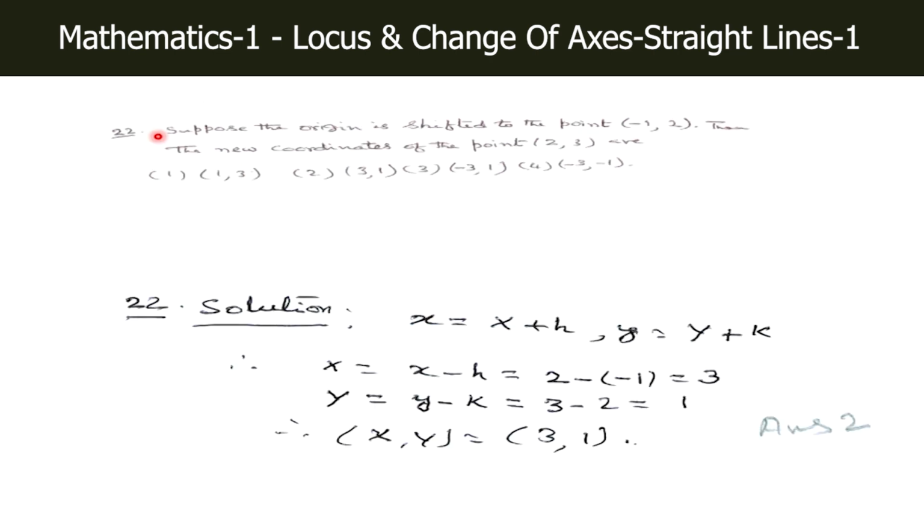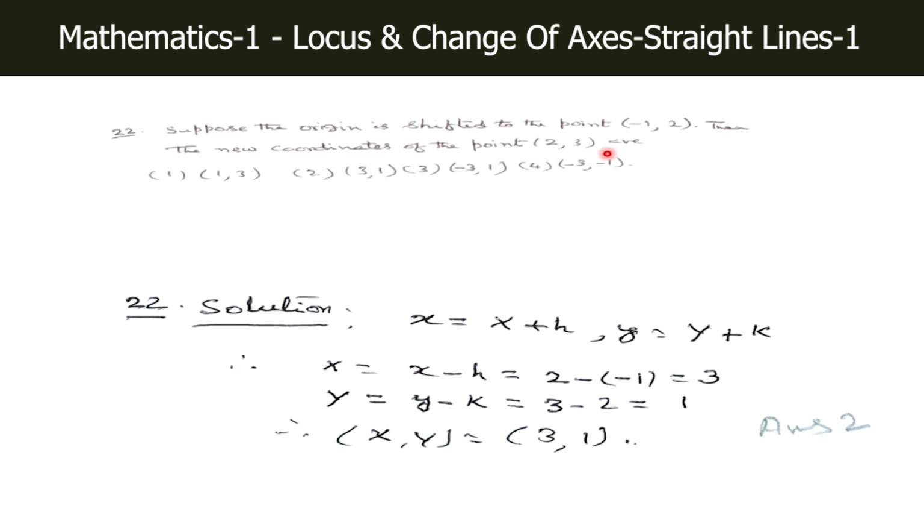Question number 22. Suppose the origin is shifted to the point (-1, 2), then the new coordinates of the point (2, 3) are: 1) (1, 3), 2) (3, 1), 3) (-3, 1), 4) (-3, -1).